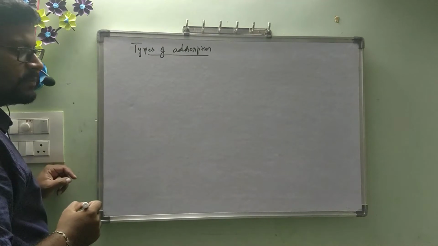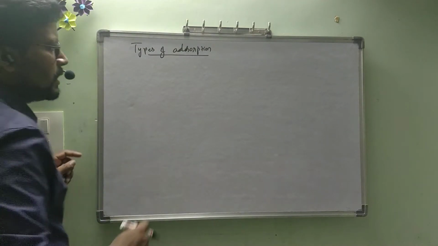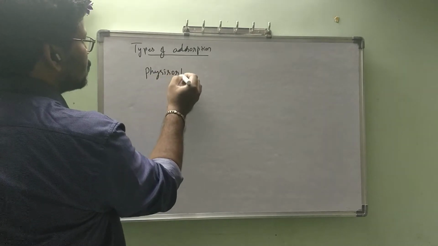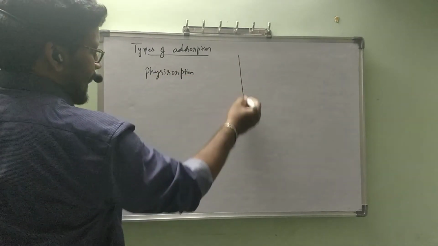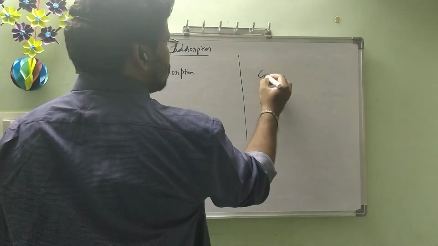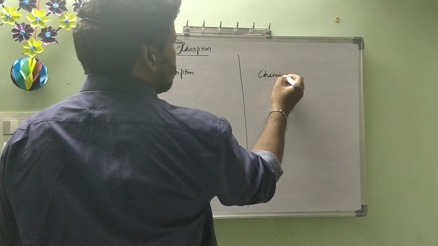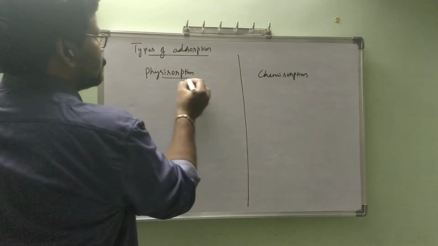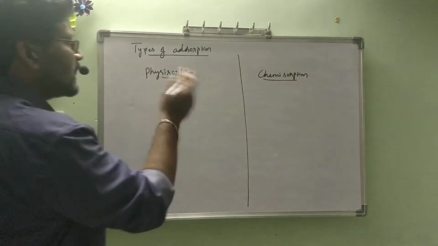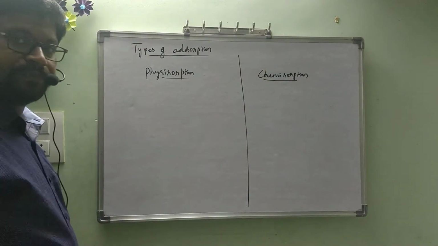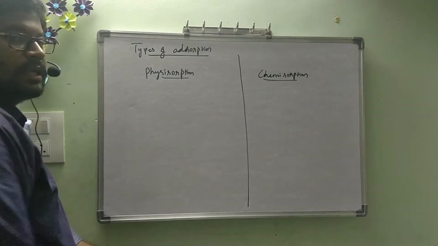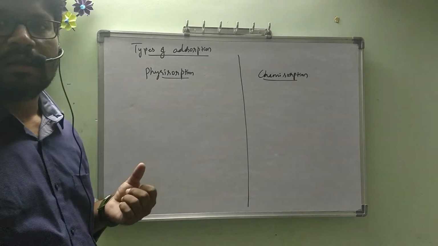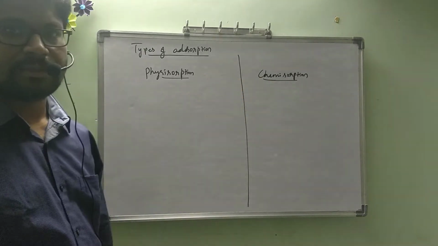There are two types of adsorption, ma. Those two are physisorption and chemisorption. There are two types of adsorption: physical adsorption and chemical adsorption. Physical adsorption is simply called physisorption. Chemical adsorption is called chemisorption.